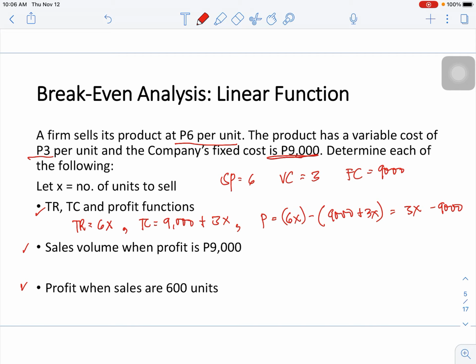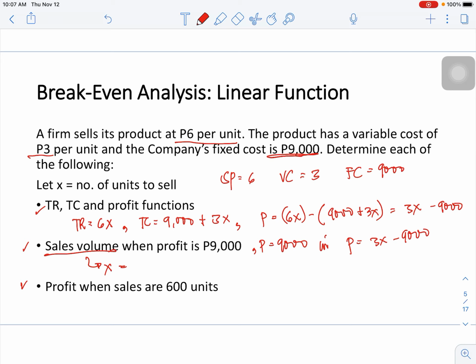Next, sales volume when profit is 9,000. So what is our sales volume when profit is 9,000? If P is equal to 9,000, in P is equal to 3x minus 9,000, what is our X, that is our sales volume? X is equal to 6,000, because 9,000 is equal to 3x minus 9,000. That will be X is equal to 18,000 divided by 3, that is 6,000.